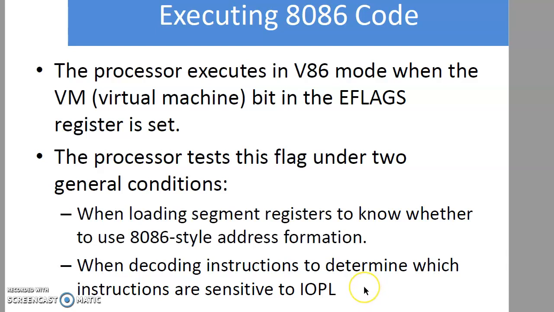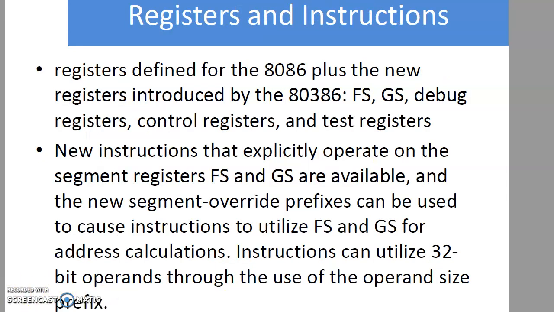The second is when decoding instructions, to determine which instructions are sensitive to IOPL. So while decoding instructions the VM flag also gets checked. While loading the segment registers the VM flag gets checked, and while decoding instructions the VM flag gets checked, and it has to be 1 to enter into virtual 8086.